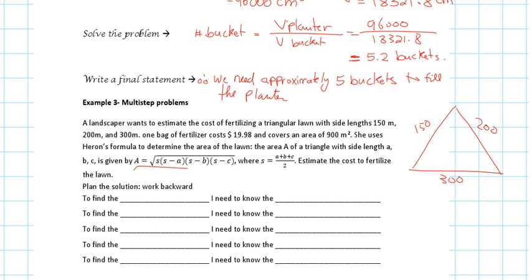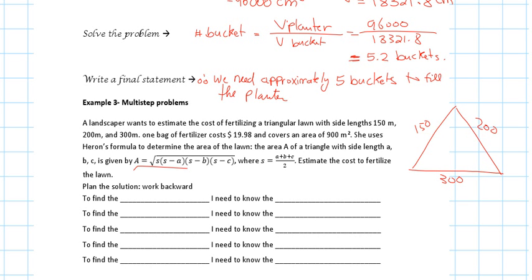How much money do I need? So if my area is known, how much money is it going to cost me? I know that each bag covers 900 meters squared. Divide what by what? The area of my triangle by the 900. So I know how many bags I need to purchase. After I find how many bags I need to purchase, then I can multiply by the price. Okay?